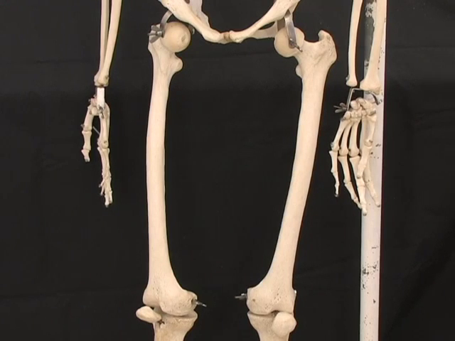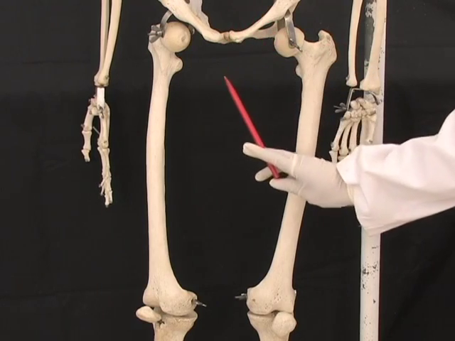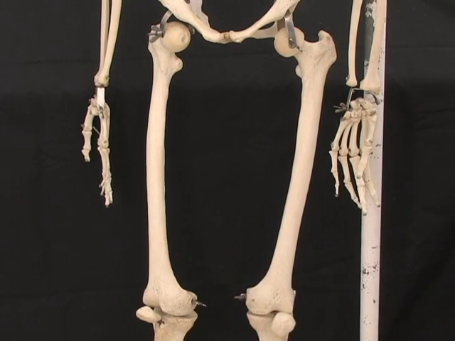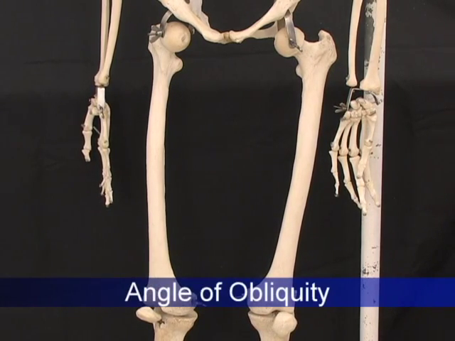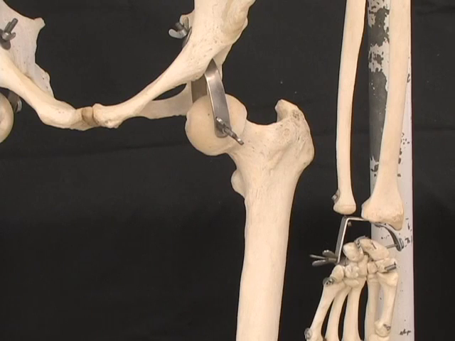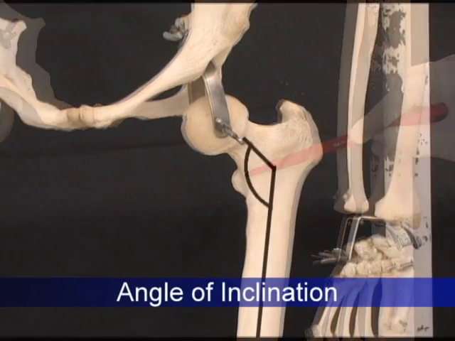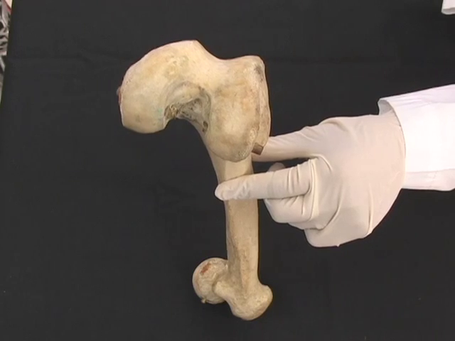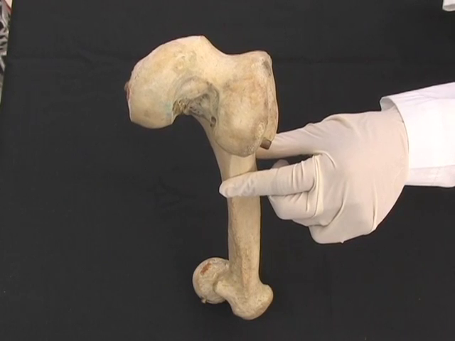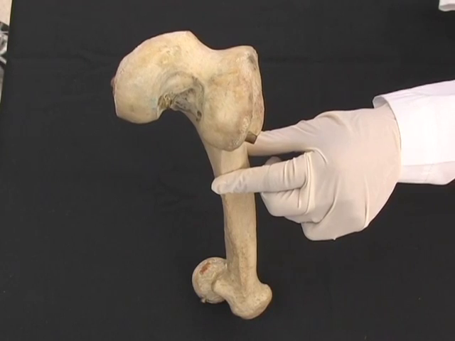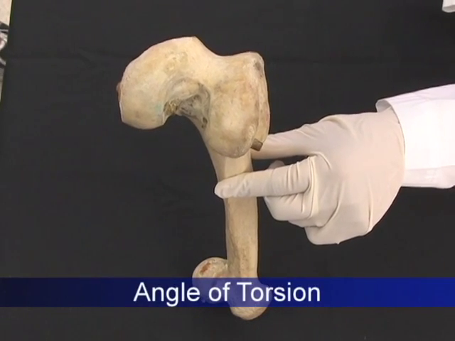There are 3 important angles associated with the femur. The femoral shaft lies more lateral at its proximal end and more medial at its distal end. This angle is called the angle of obliquity. The angle between the neck and the shaft is the angle of inclination. The angle between the long axis of the femoral neck and a line drawn through the centers of the distal condyles is called the angle of torsion or anteversion.